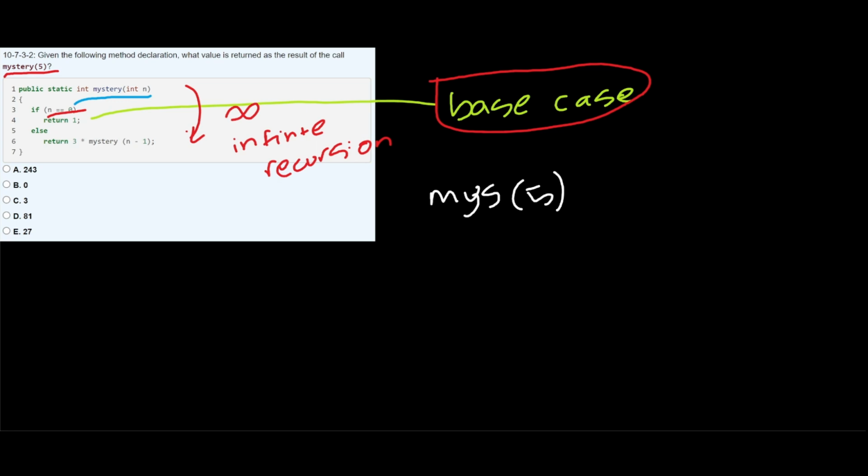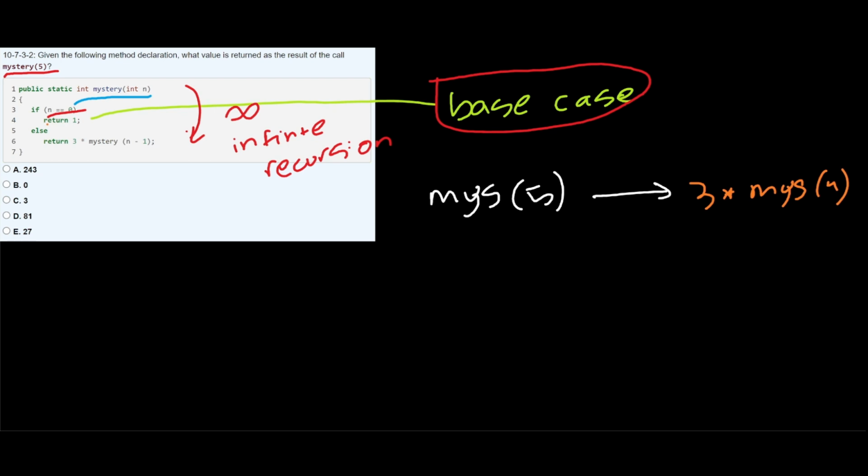Essentially, hand tracing is that you write out the call of the method, so in this case it would be mystery 5. Then you write an arrow and you write the result. So when we do mystery 5, n will be 5 and n is not equal to 0. So it's going to go over here to this else condition. And we know that mystery 5 will return us 3 times mystery of n minus 1, so it will be mystery 4.